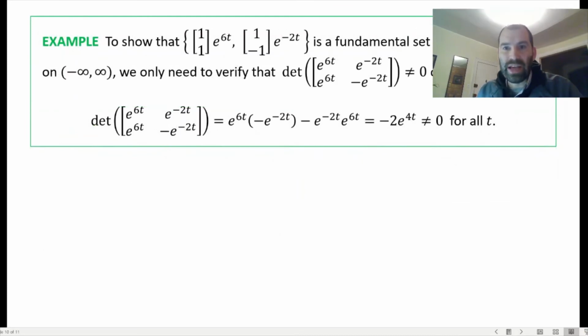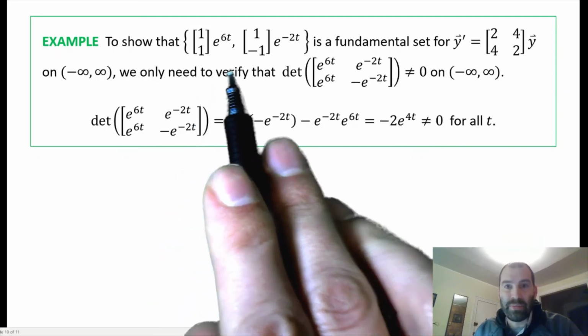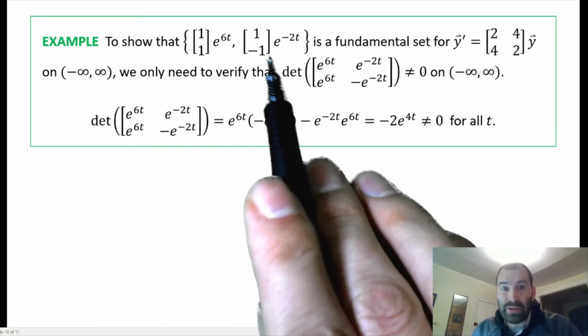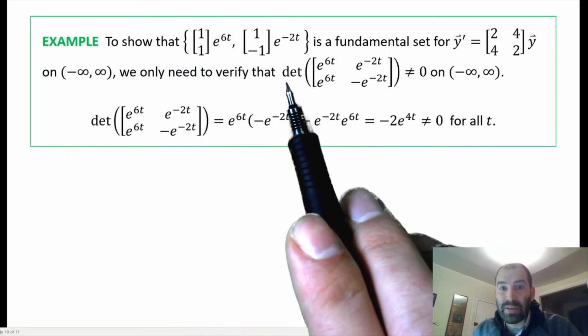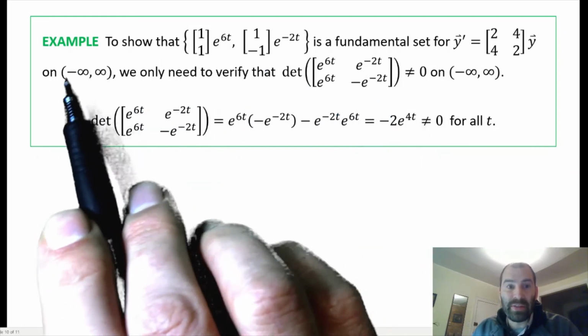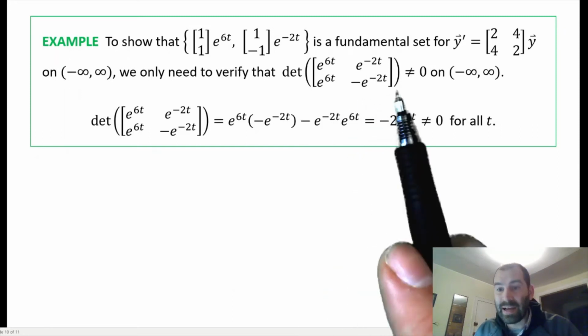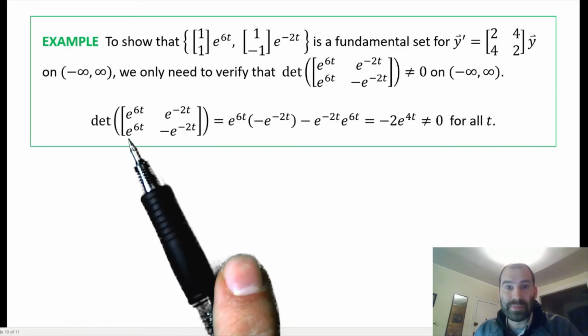So for example, to show that this is a fundamental set, we need to verify that these are linearly independent, but that theorem says that we just need to verify that the determinant is non-zero. And if I want to show it's linearly independent on this interval, negative infinity to infinity, I need to verify that the determinant is non-zero on that interval. Well, we can do it. Let's do it. Computing the determinant.